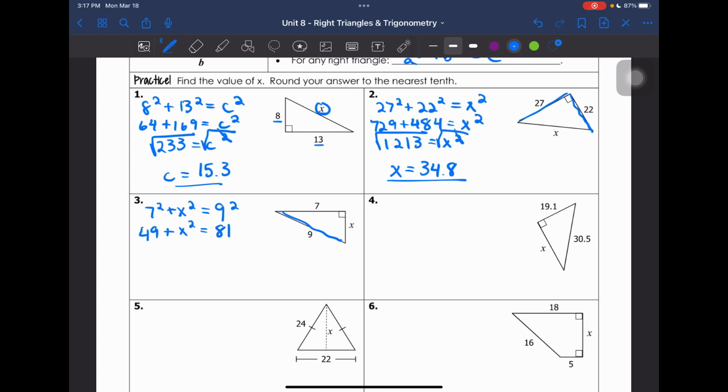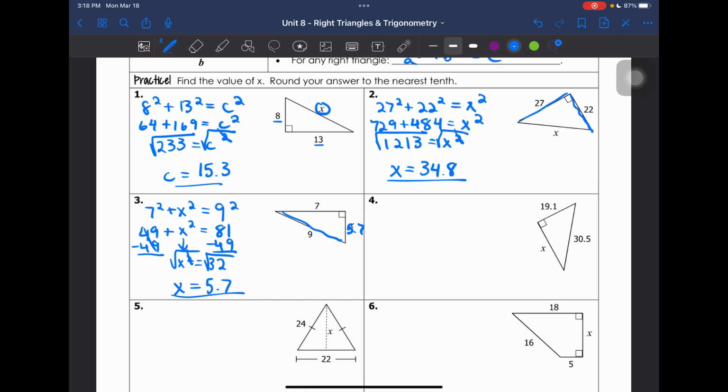That's 81. And we need to move some stuff around in order to get x by itself. So I need to move this 49 over to the other side. This is just basic algebra. I'm going to bring this x squared down. And if I take 81 minus 49, that should give me 32. And then I take the square root to get the x by itself. So the square root of 32 is 5.7, which means that's my answer. That's what this side length would be.